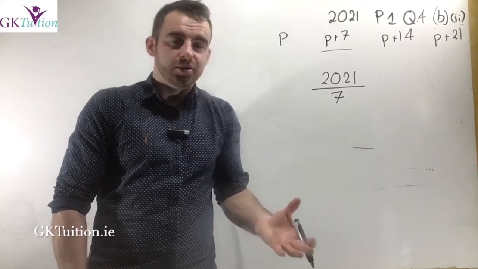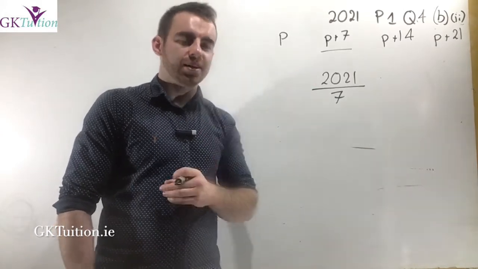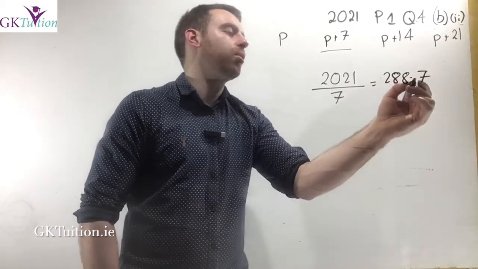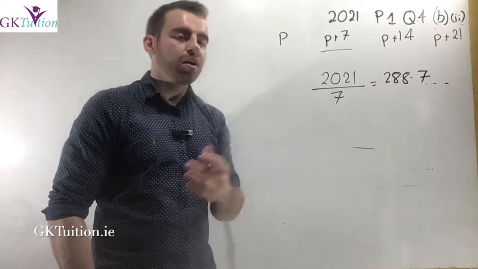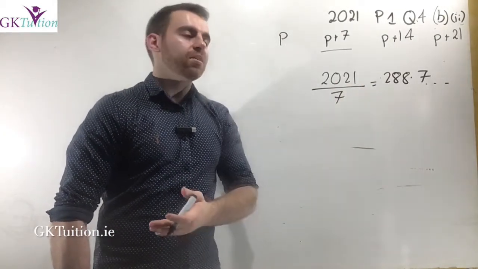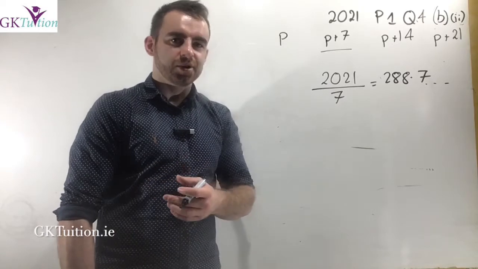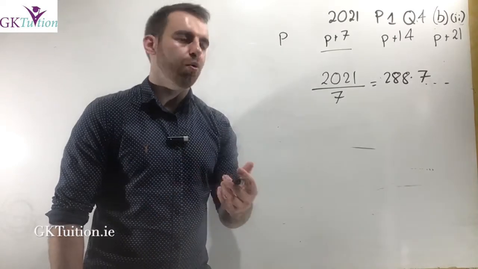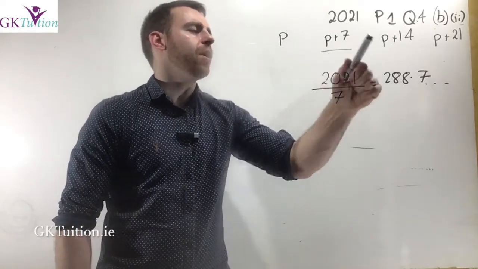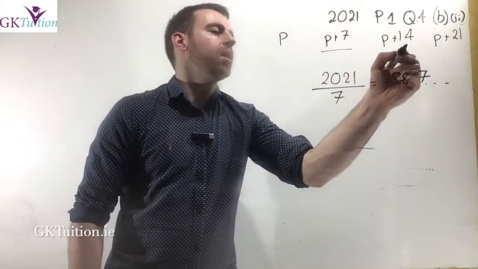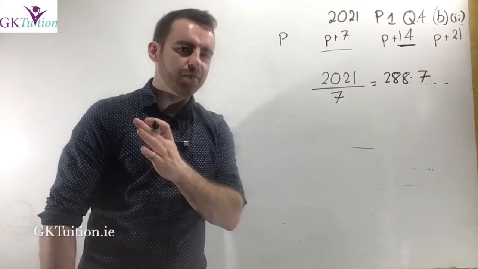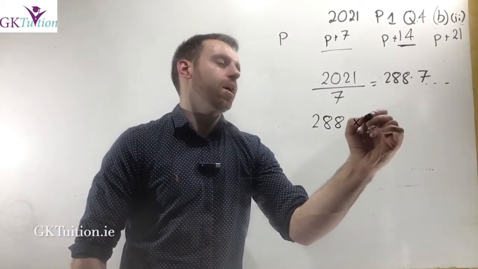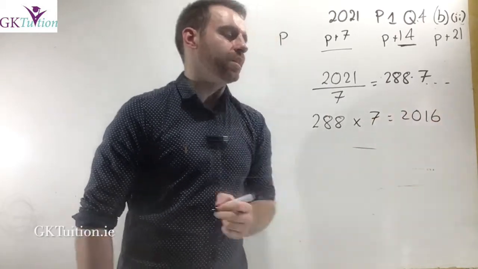And I'm trying to investigate, does 7 divide evenly into this? And if you plug that into your calculator, it doesn't divide in evenly. You get 288.7 something something, essentially. All I wanted to figure out was that there's roughly 288 terms before I get to 2021. So let's just figure out what it would be as a whole number. I want to work out, if I just keep on adding 7 288 times, then what will this number at the end be? No, I'm not worried about the P yet. And I worked that out. So basically 288 multiplied by 7 gives me 2016.